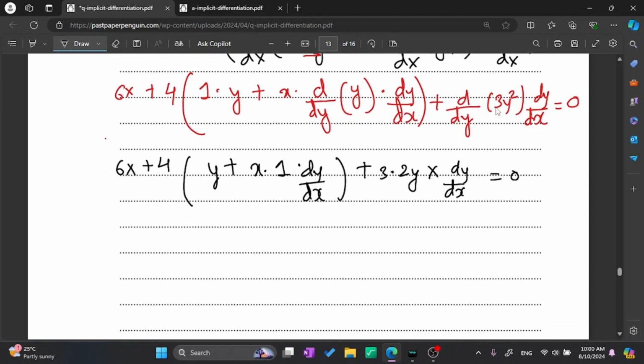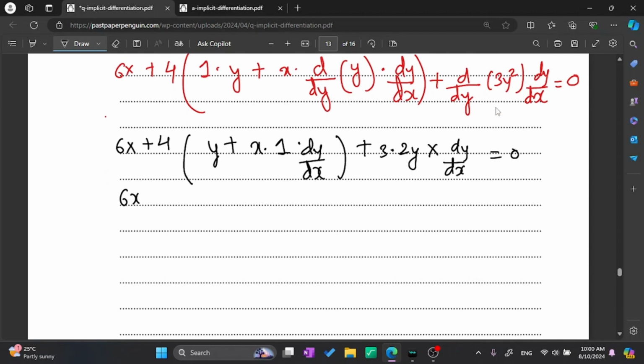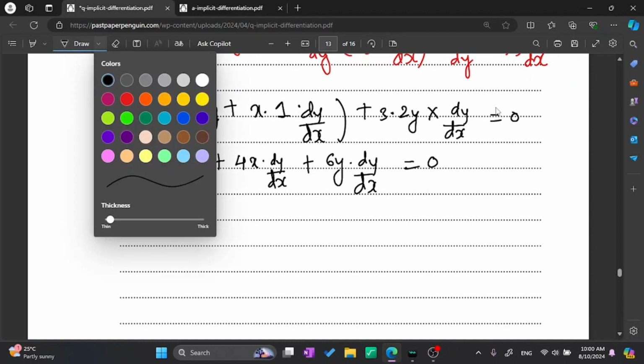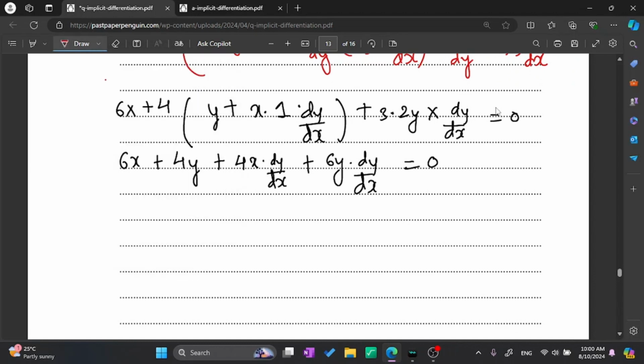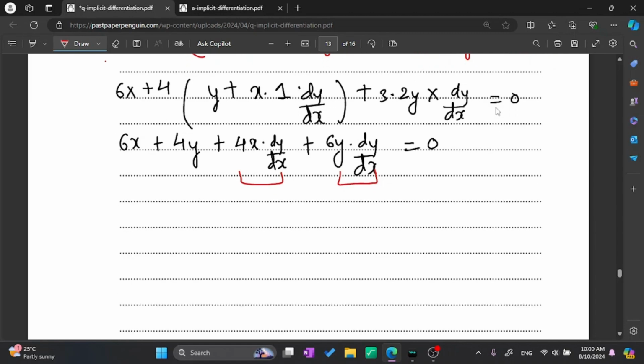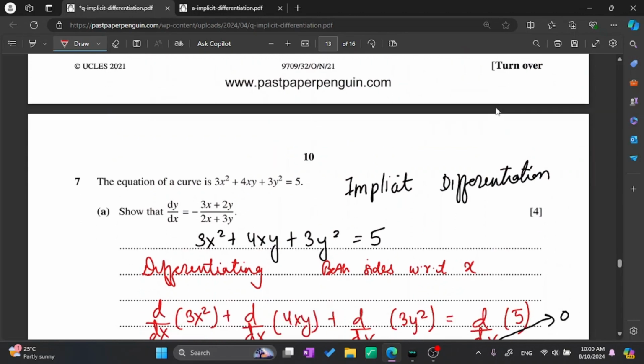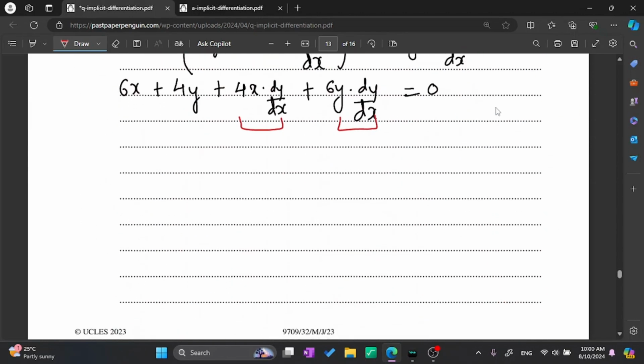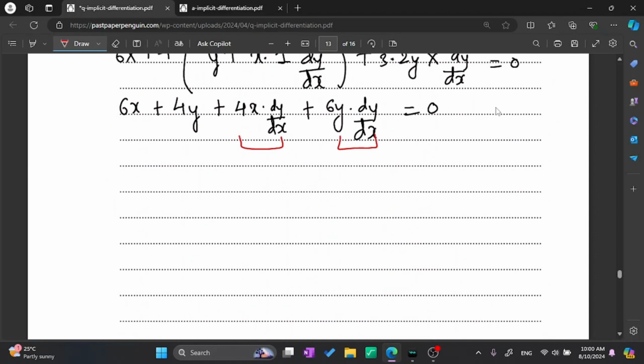So now it becomes 6x plus 4y plus 4x times dy over dx plus 3 times 2, which is 6y, times dy over dx. Now, the work is almost done. Now we need to separate them. Let us separate dy over dx on a different side. First, let's see what we need in the question. We need this expression, right? So first, let's send these two on the other side.